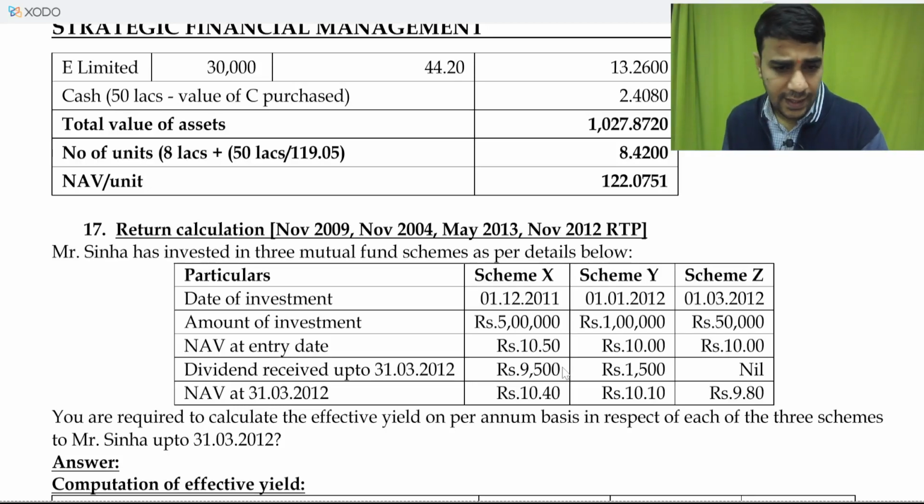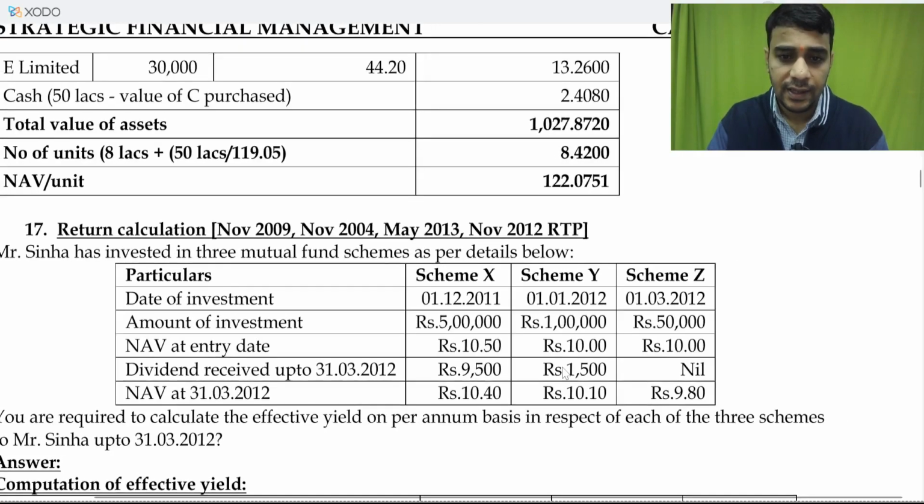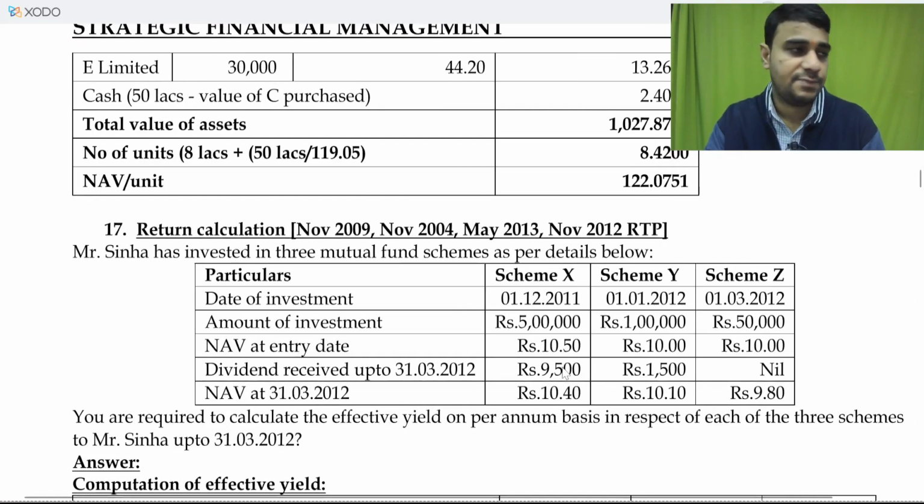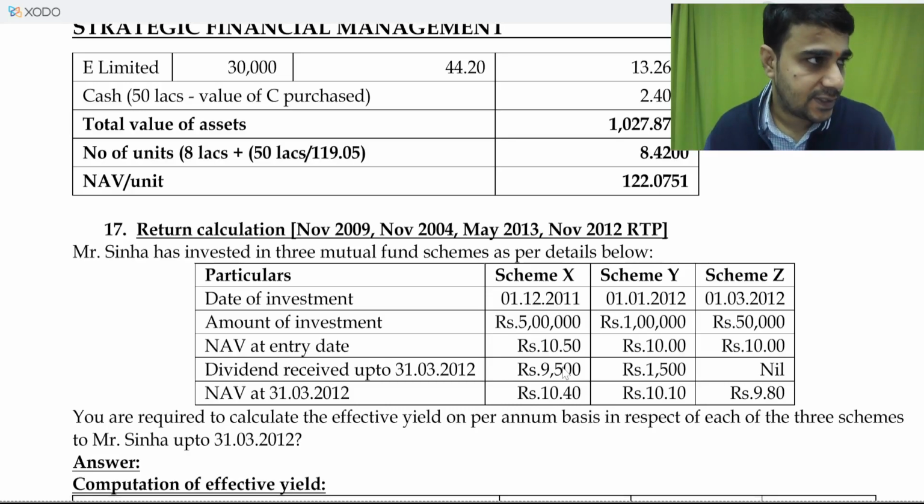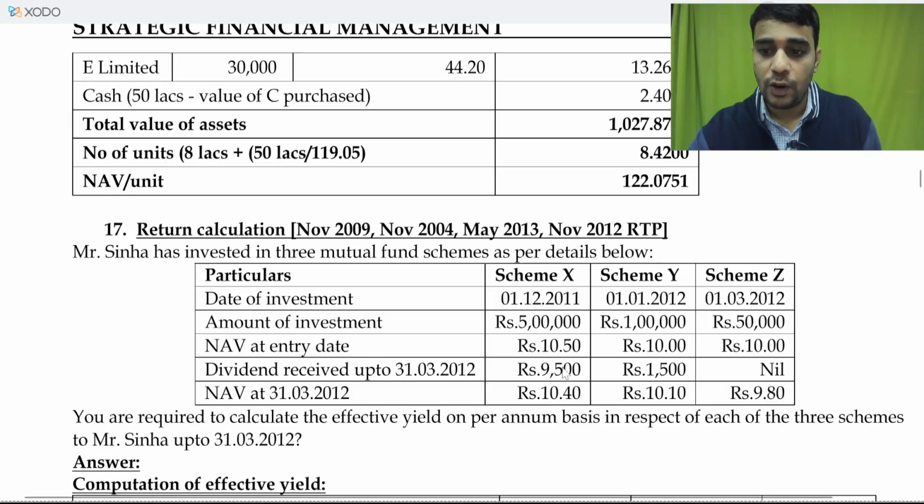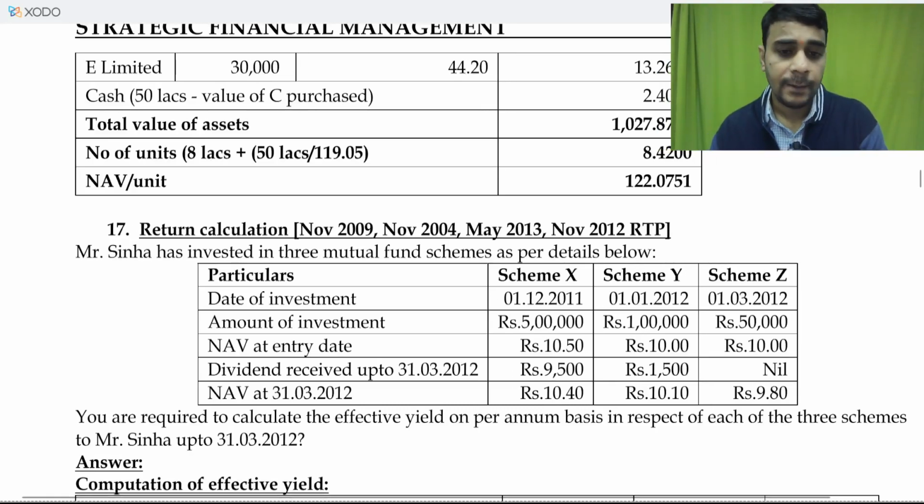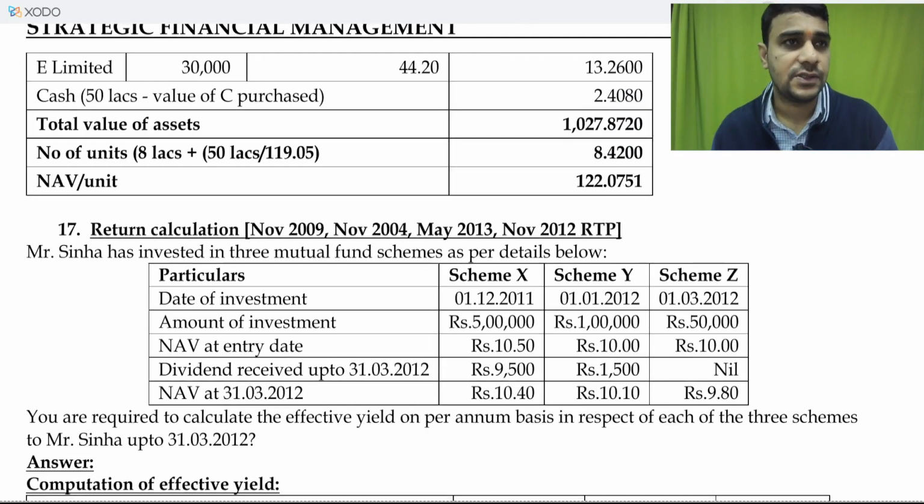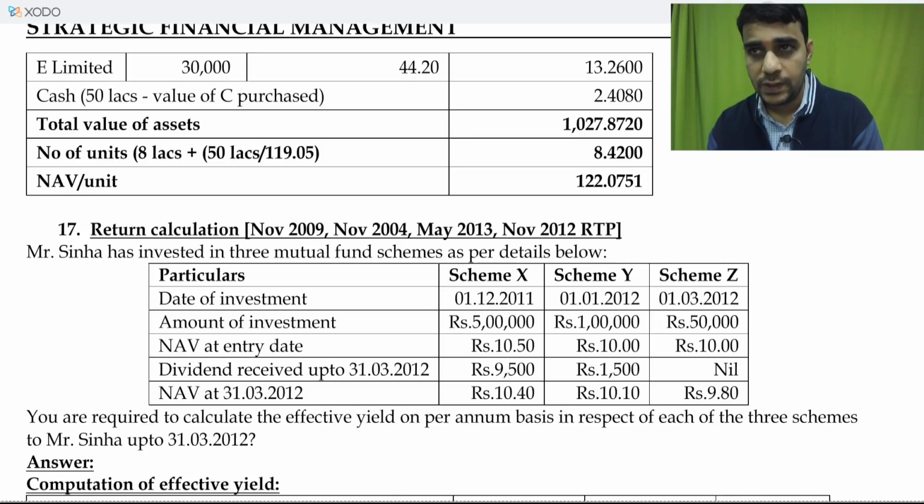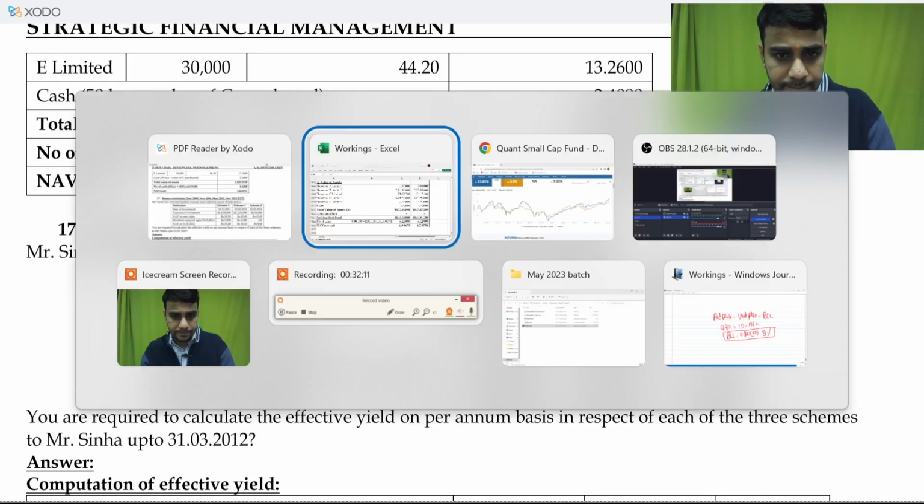Now, whenever the exact date of investment is available, ICAI does the calculation on a days basis rather than on a months basis. There are people who have lost marks because they have not followed this ICAI approach, but technically it doesn't make any big difference whether you do the calculation in days or in months. So we are going to calculate the returns. The formula is what I get back minus what I invest, divided by what I invest, into 12 by M into 100. Working note on computation of return.